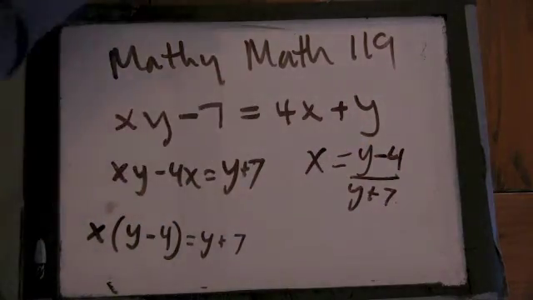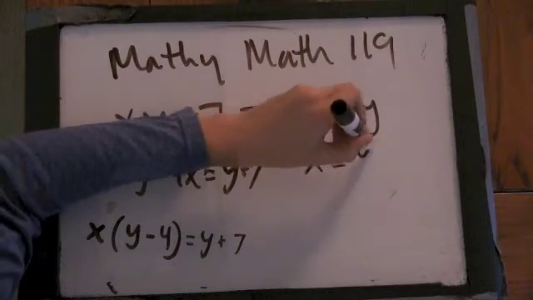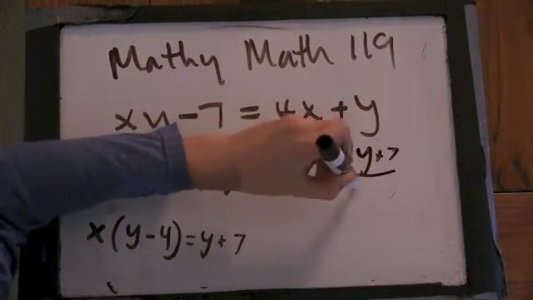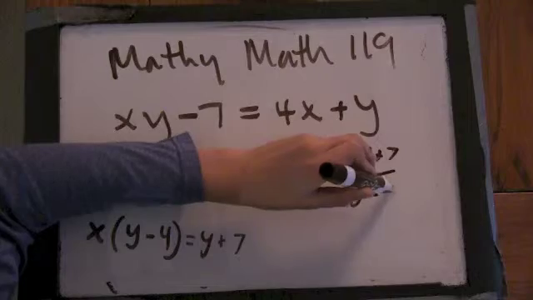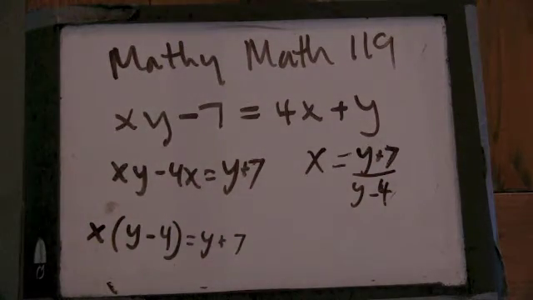No, other way around. y plus 7 over y minus 4. Okay. y plus 7 over y minus 4. All right. Good job.